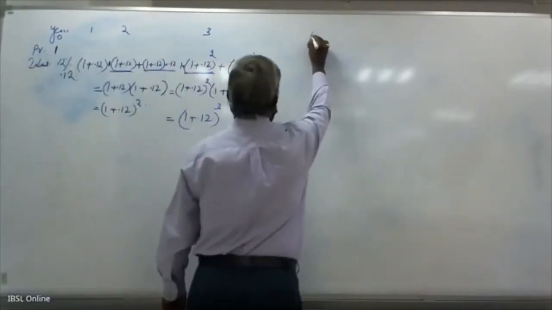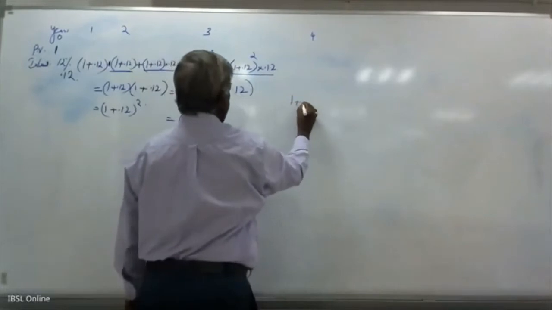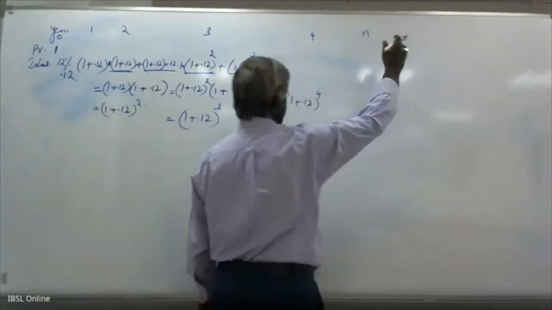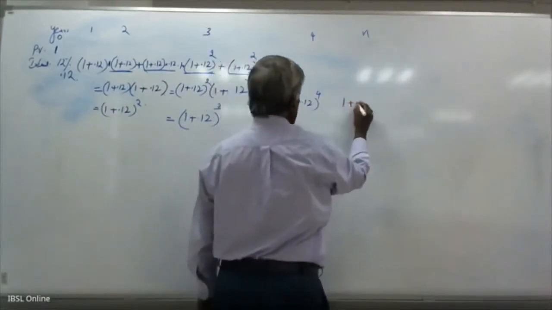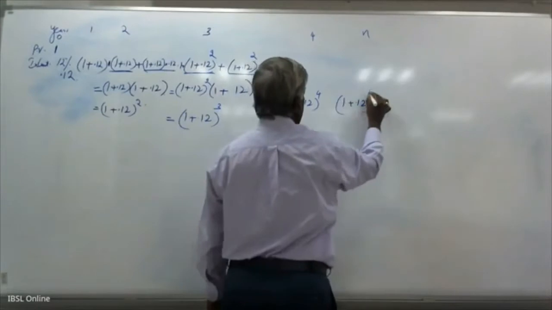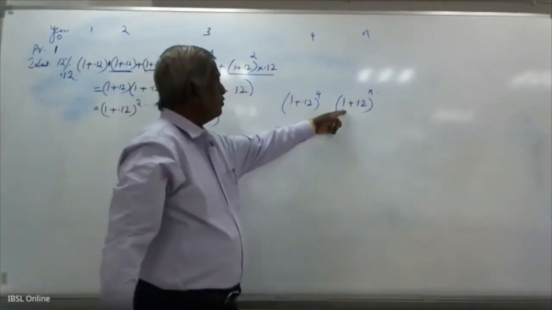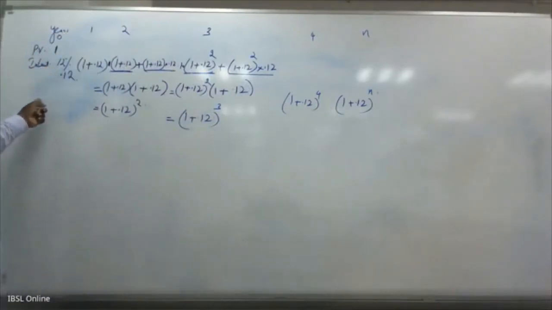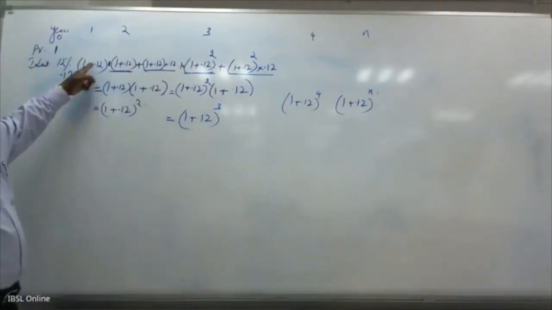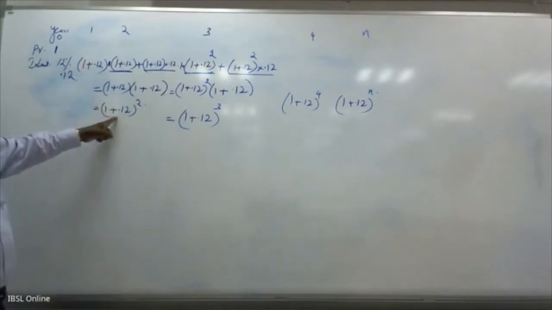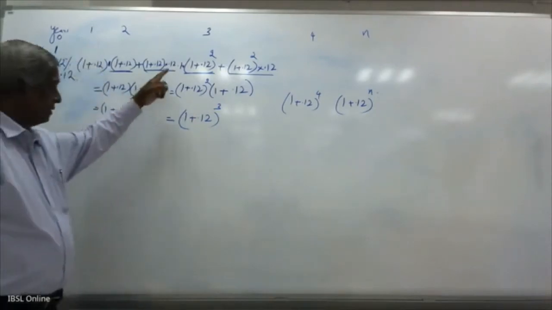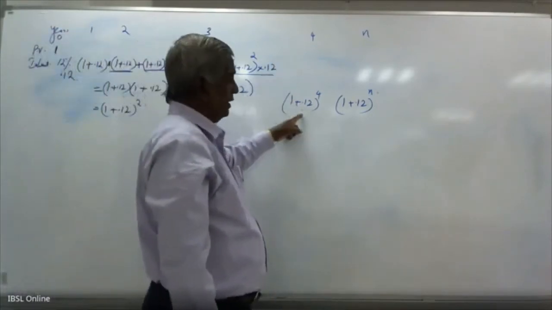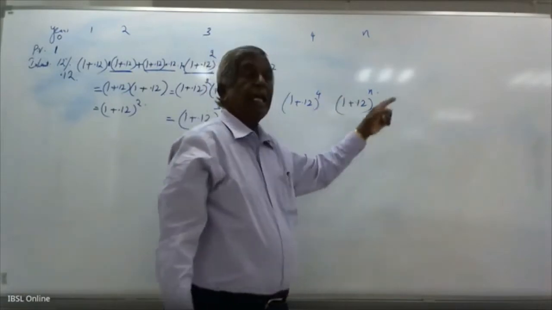In the fourth year, if you do the same way, 1 plus 0.12 to the power 4. In the nth year, if it is any number of years, then it will be 1 plus 0.12 to the power n. So these are future values. The 1 rupee is the present value, and this is the future value at the end of 1 year, this at the end of 2nd year, this at the end of 3rd year, this at the end of 4th year, and this is the future value of nth year.